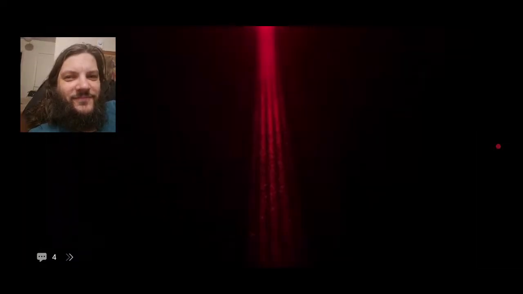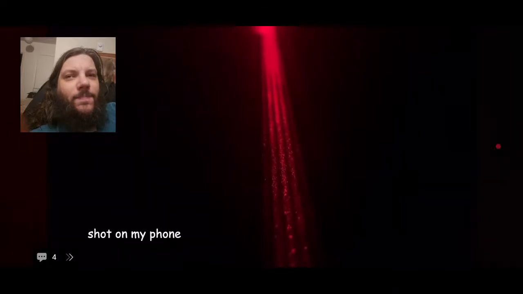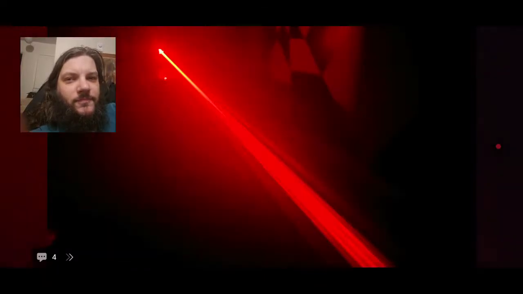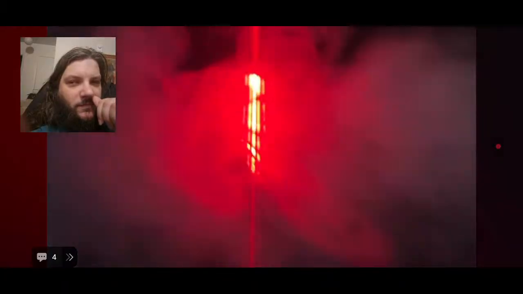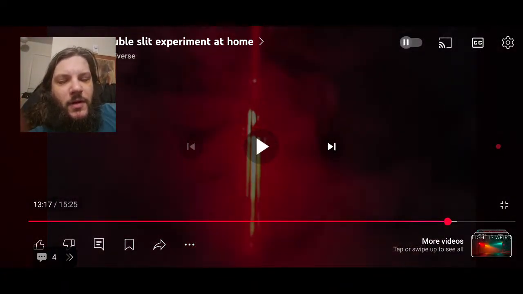Anyway, it was worth buying the smoke machine. This experiment looks just magical in real life, and all I've done to capture it is use my phone, nothing fancy. I set the double slit up a few meters away and blocked all the lights and turned on the smoke machine.